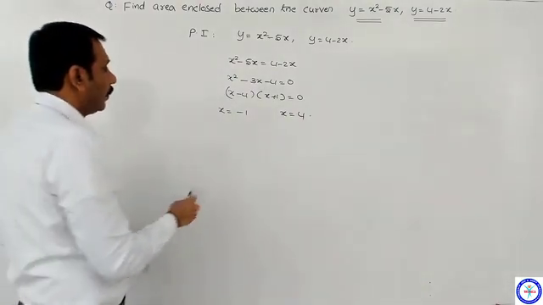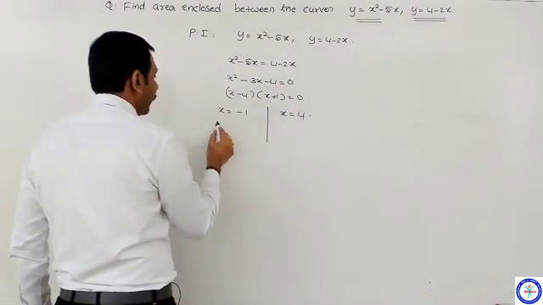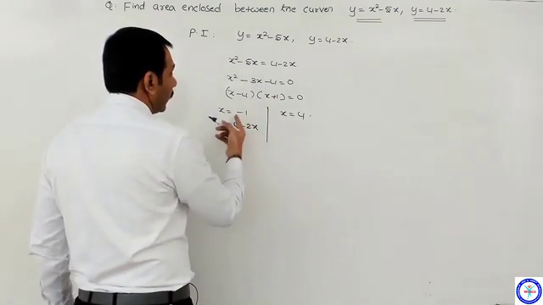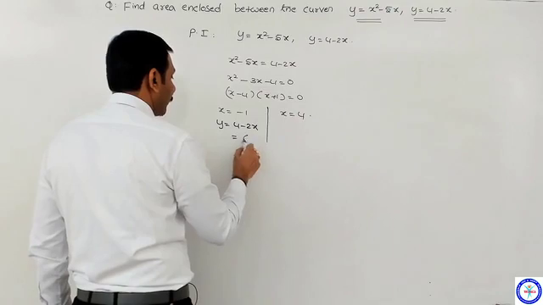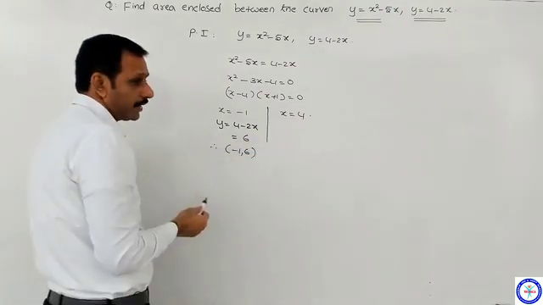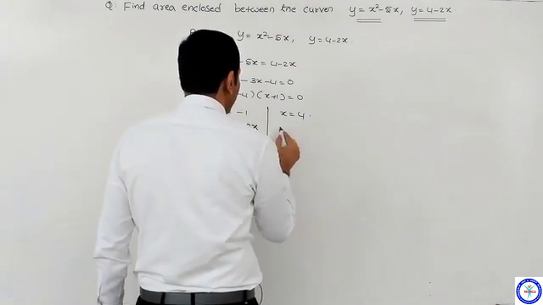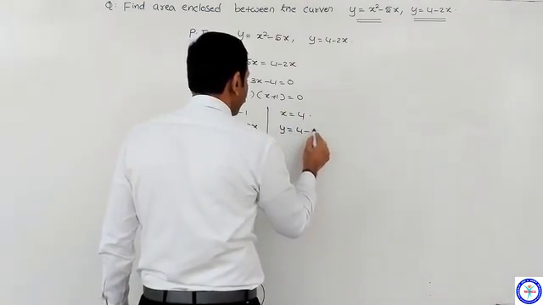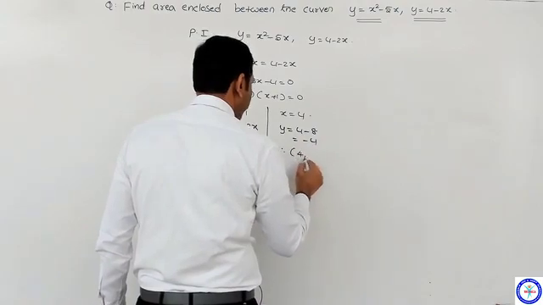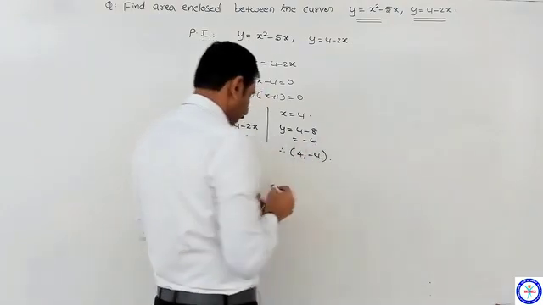If x equal to minus 1, what is the value of y? 4 minus 2x, x is minus 1 means 4 plus 2, 6. Therefore, one point is minus 1 comma 6. x equal to 4 means y equal to 4 minus 8, it is equal to minus 4. The other point of intersection is 4 comma minus 4.